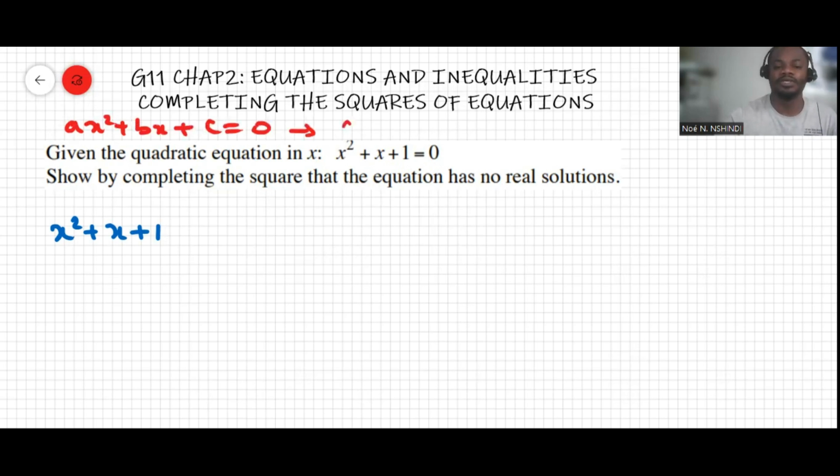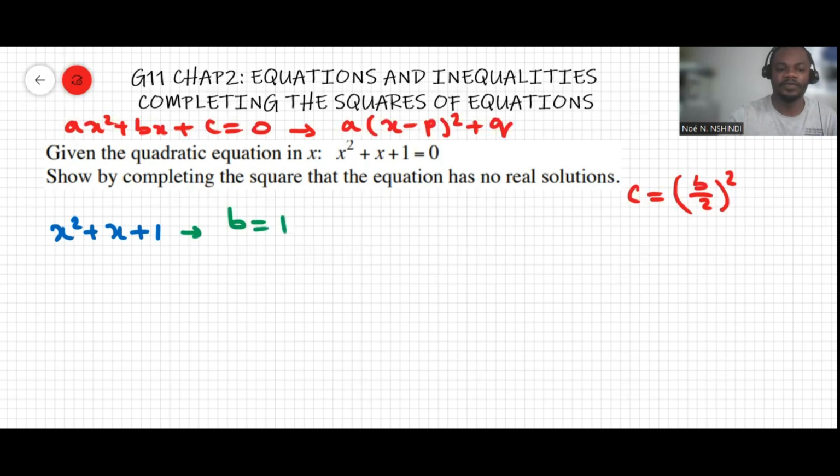And then to complete the square, it's when we write in the form a open bracket x minus p to the power of 2 plus q. And then we need to make c equal to b over 2 to the power of 2, obviously when the coefficient here is just 1. So in this case, our b, the coefficient of x, is 1. So we can substitute there. It's going to be 1 over 2 to the power of 2, which is a quarter.